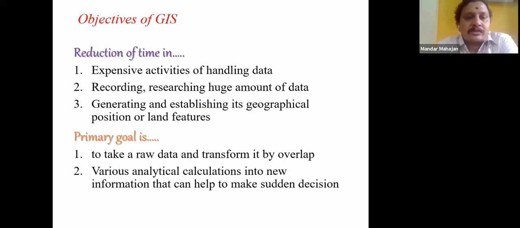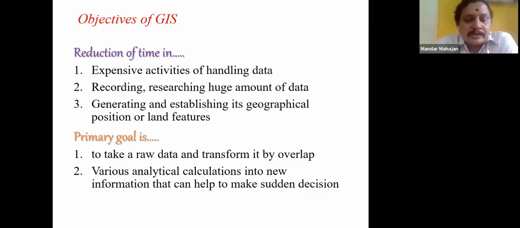So what are the objectives of GIS? Very first thing is this: GIS helps us in reducing the time in handling very large data, and this data is not always free of cost. It may go to be very expensive. Recording and researching a huge amount of data is not possible. So therefore, there are some platforms such as crowdsourcing where you can get the data easily. Then generating and establishing geographical positions or land features.